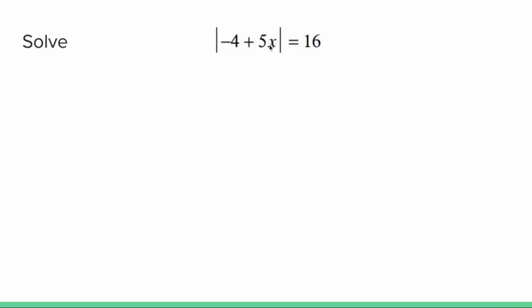All right, we got an absolute value equation. Now, whenever you see an absolute value equation, what you want to do is get the absolute value all by itself, and it already is. Once you have the absolute value all by itself, you split it up into two separate equations. For each equation, you're going to write out the absolute value side without the absolute value.